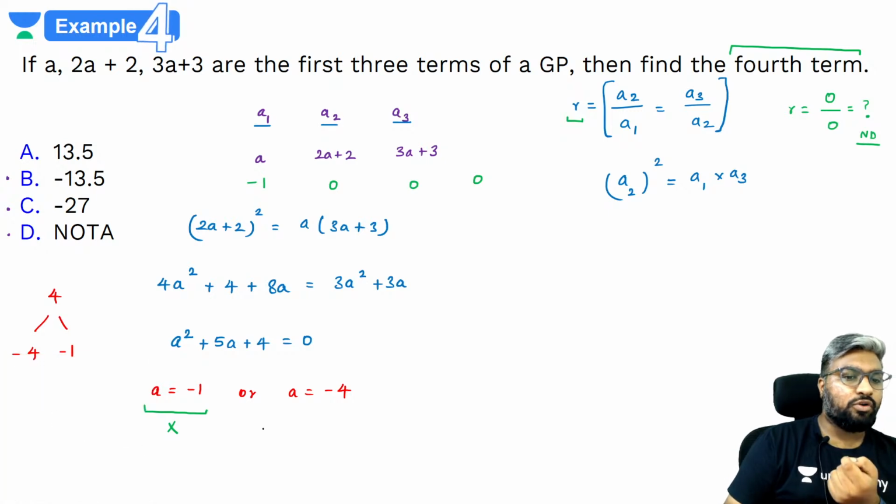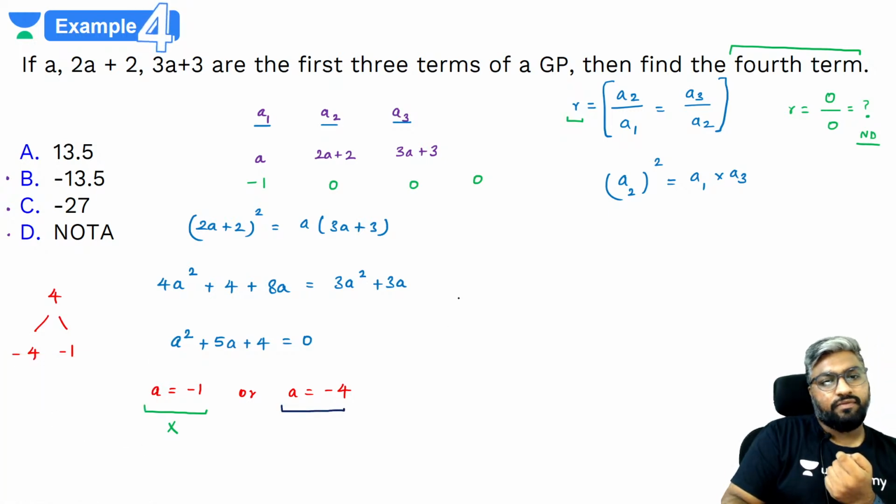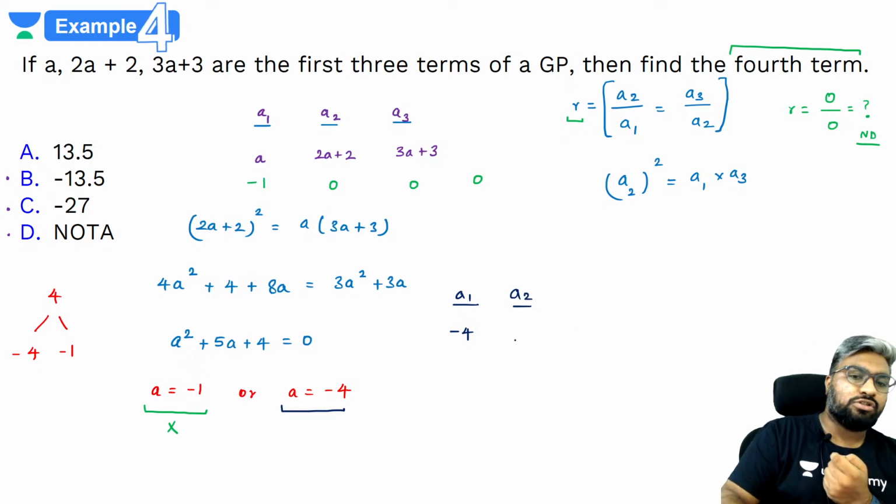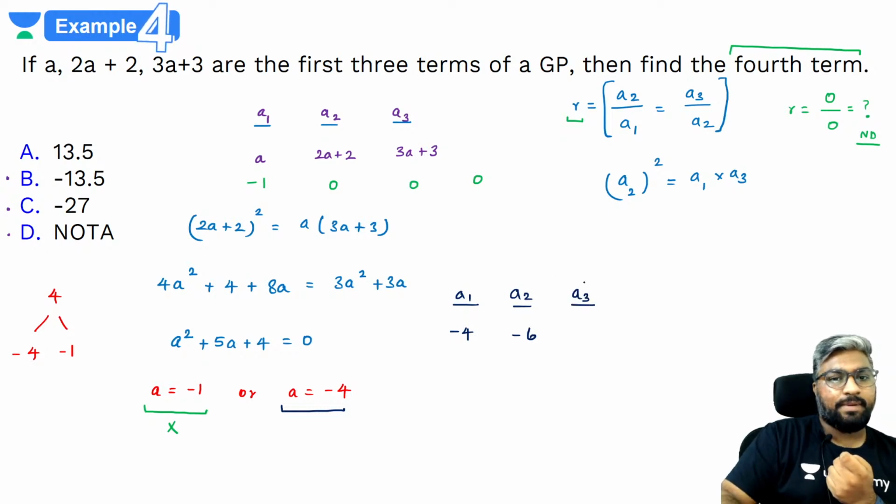Ultimately, what will we have to go for? A equal to minus 4. Yes. तो first term अपना क्या हो गया? minus 4. Second term क्या हो जाएगा? 2 into minus 4, which is minus 8. minus 8 plus 2, minus 6. Third term क्या हो गया? minus 12 plus 3, which is minus 9. So what should be A4, guys?